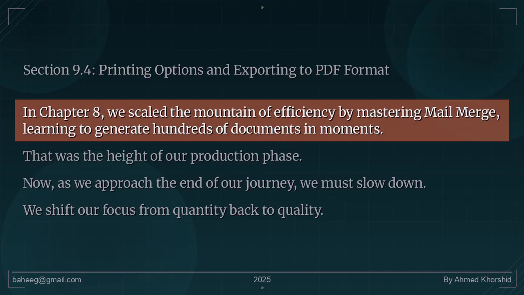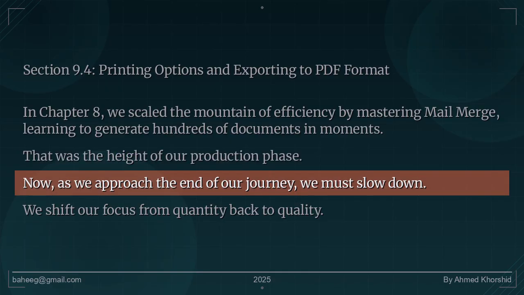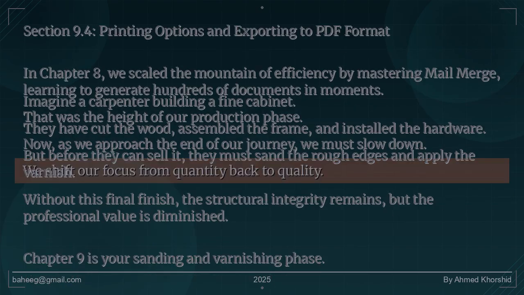In Chapter 8, we scaled the mountain of efficiency by mastering mail merge, learning to generate hundreds of documents in moments. That was the height of our production phase. Now, as we approach the end of our journey, we must slow down. We shift our focus from quantity back to quality.